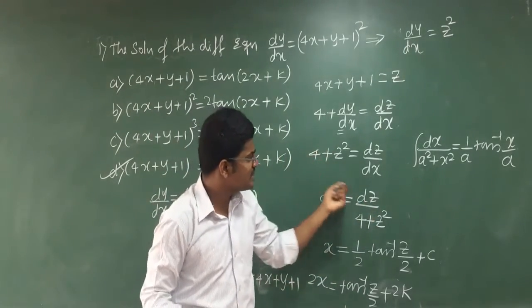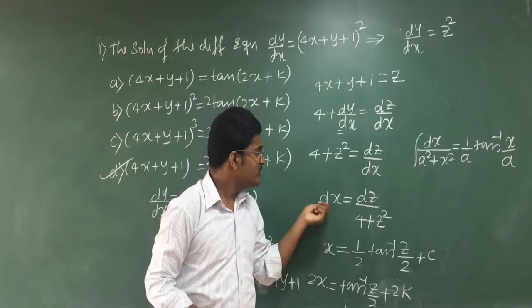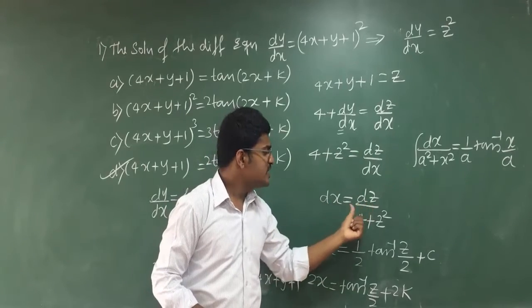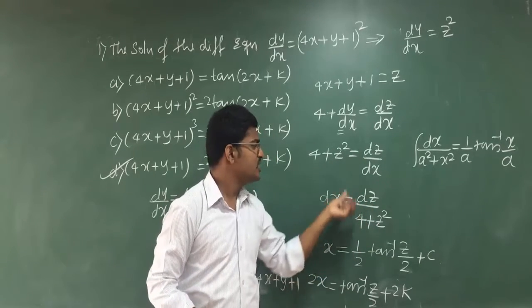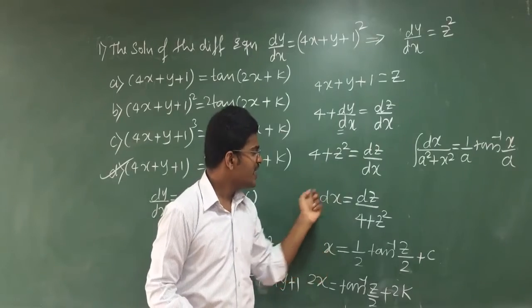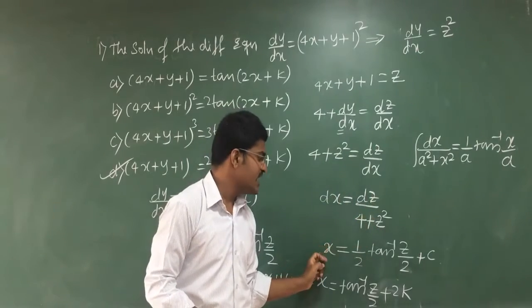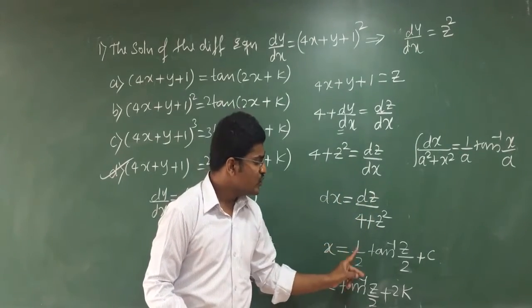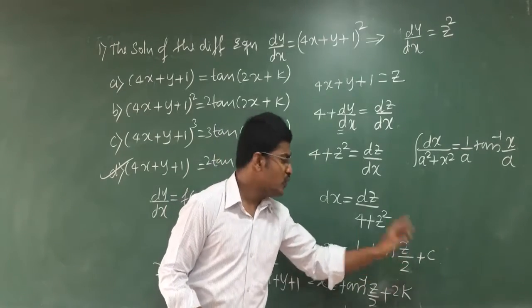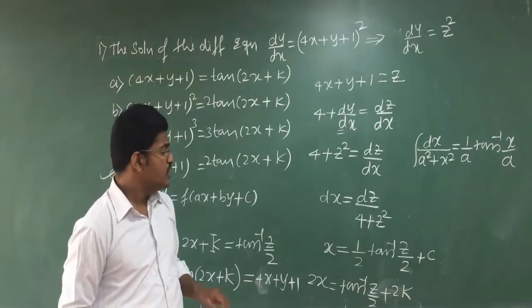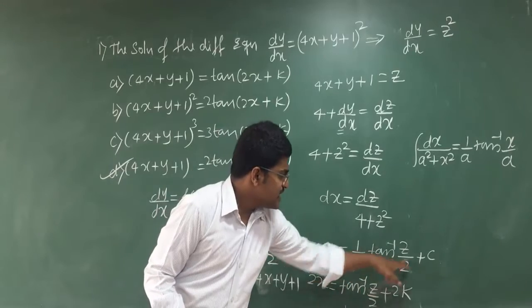If I take 4 plus z square and simplify, it will be dx equal to dz by 4 plus z square. Very easy simplification, no problem. If I integrate on both sides, it will be x equal to 1 by 2 tan inverse of z by 2 plus c. Okay.